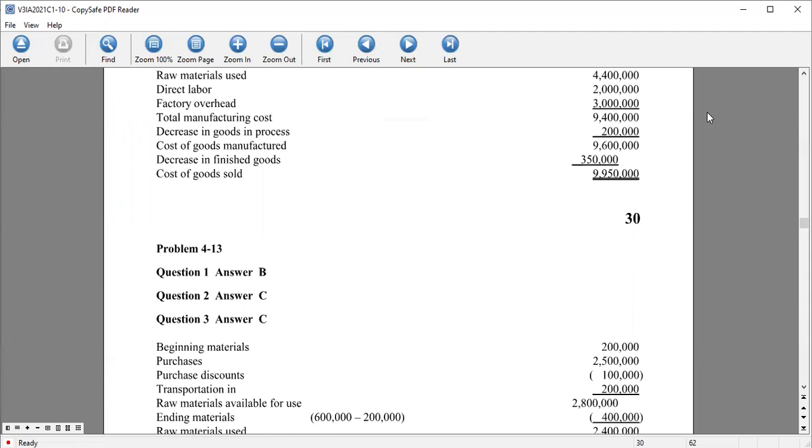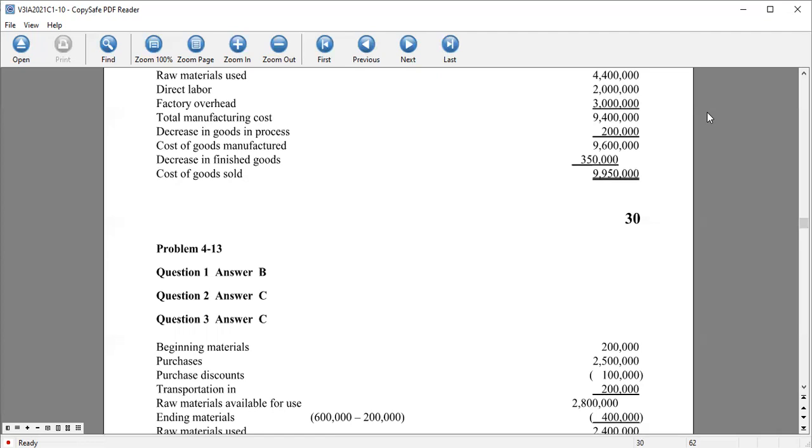Requirement number 13, we have the amount that should be reported as cost of goods manufactured, and number 2, to be reported as cost of goods sold. So for question number 1, the answer is B, 7.2 million. Number 2 is C, for the requirement for the 13. So the answer in question number 2 is letter C. Now here there is still number 3. However, we have only 2 requirements to answer.